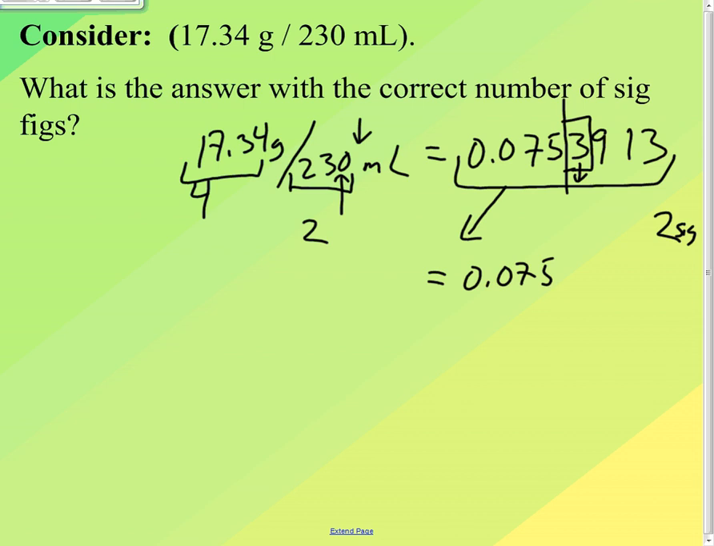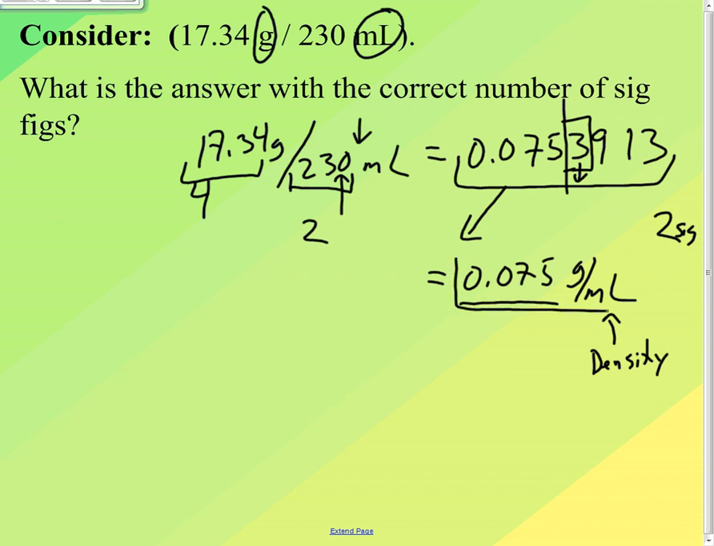And then I have to look at my units. Grams per milliliter. Hey, what else is grams per milliliter? Hey, this looks like what? It looks like a density measurement. That's exactly what it is. So my answer is 0.075 grams per milliliter. Now we'll let you do one.